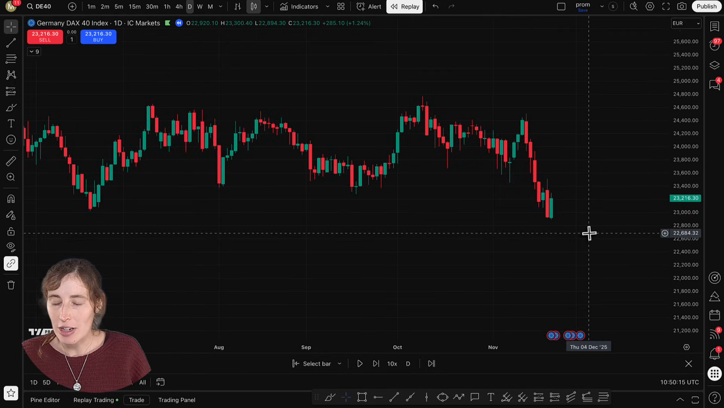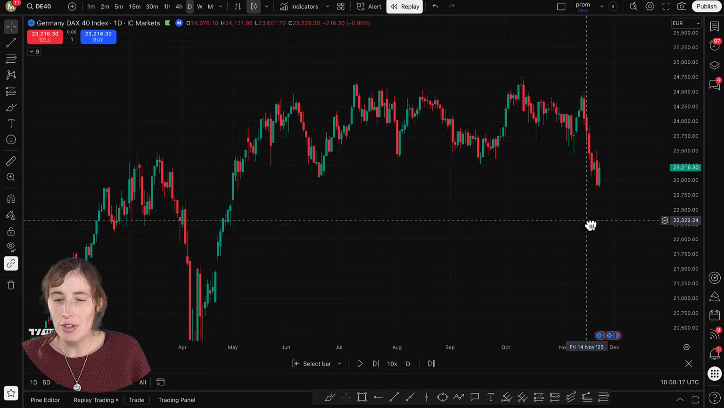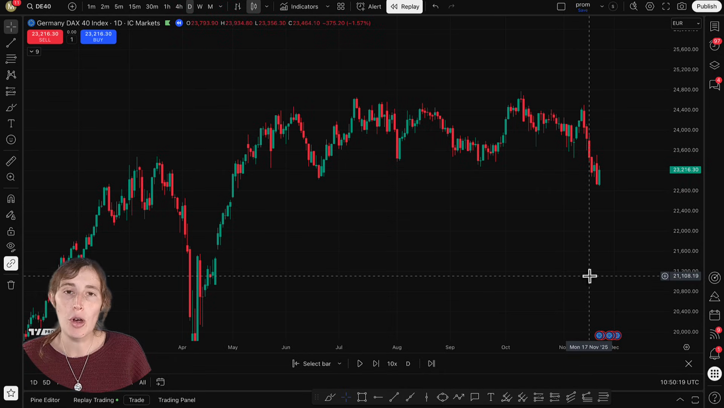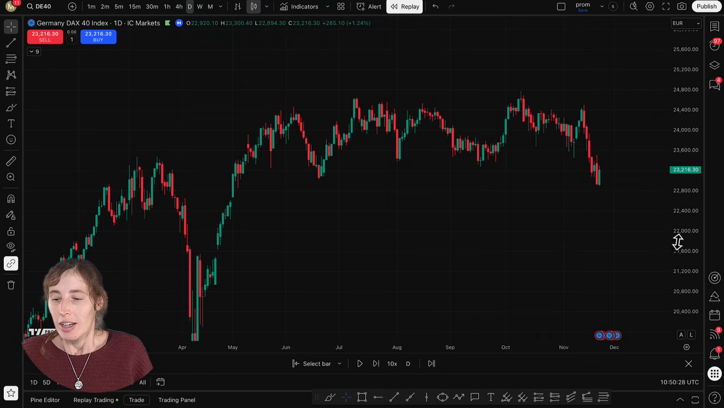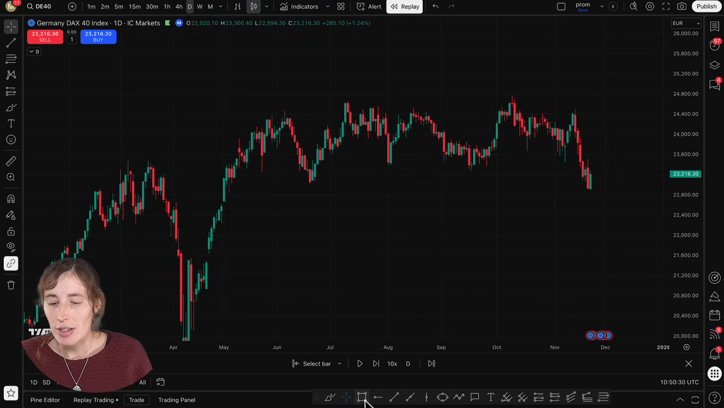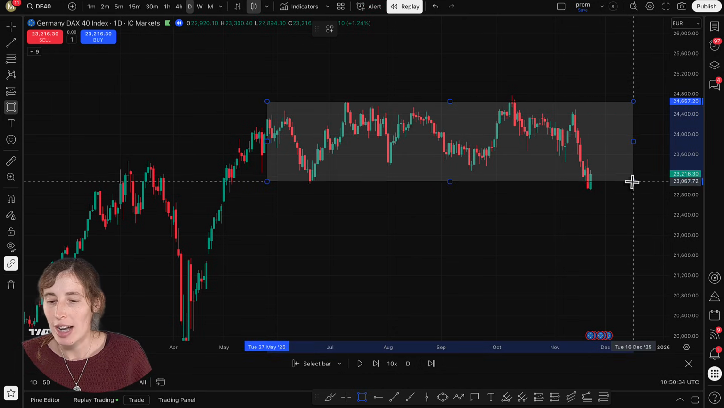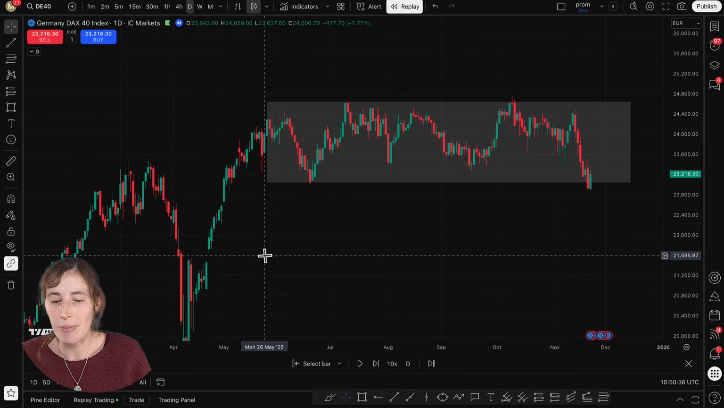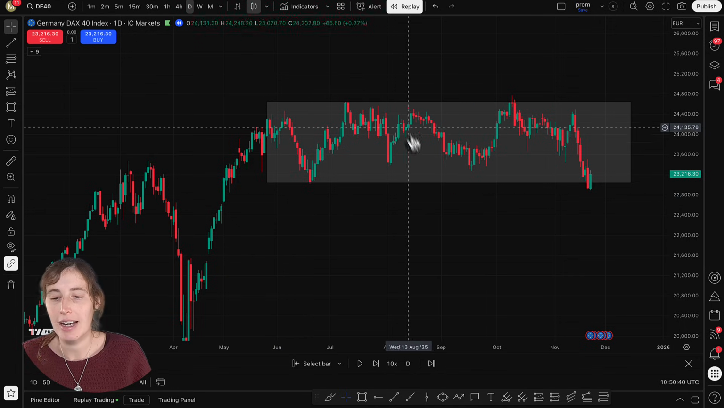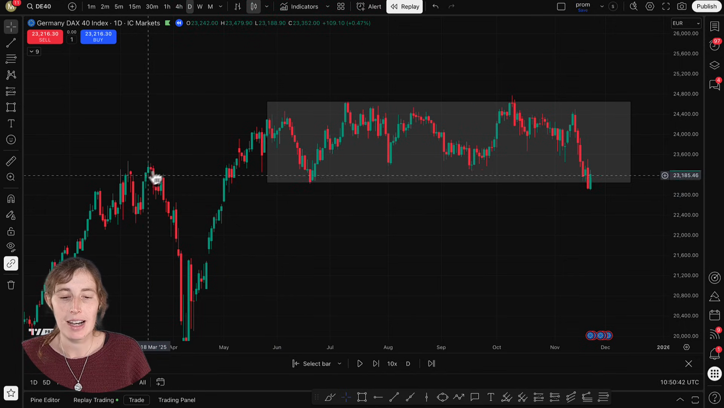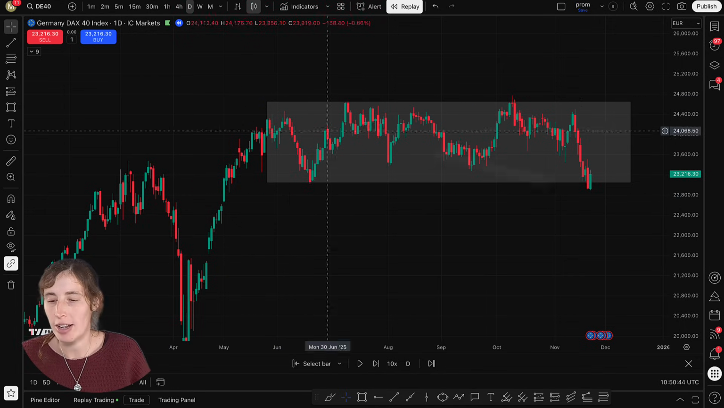I like to look at a couple of things on the daily. First of all, I like to zoom out and see an overall macro perspective of what the market is doing, looking at market structure. So we can see here that very simply on the daily time frame for the DAX, price action has been ranging for some time. Pretty much since the end of May, we haven't been making any higher highs or higher lows. Prior to that, it had been coming up in an uptrend.